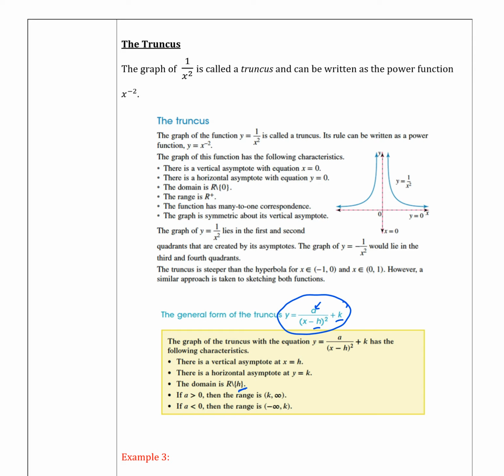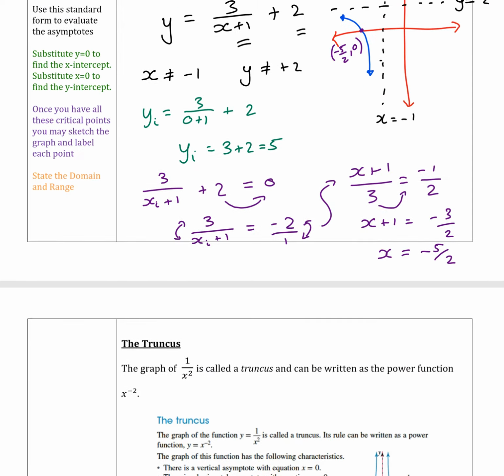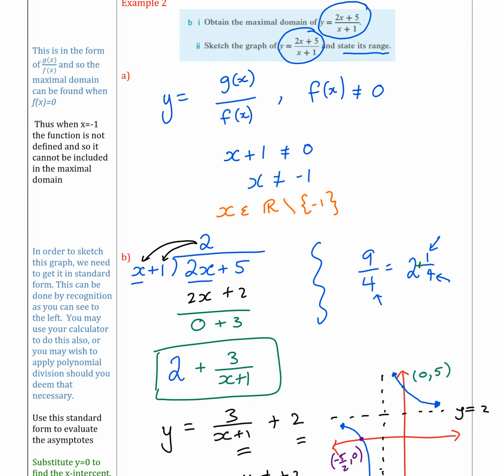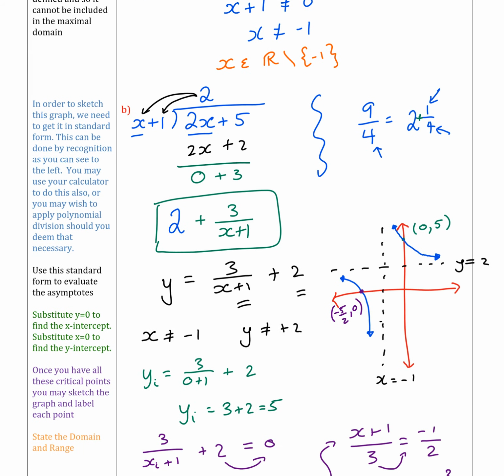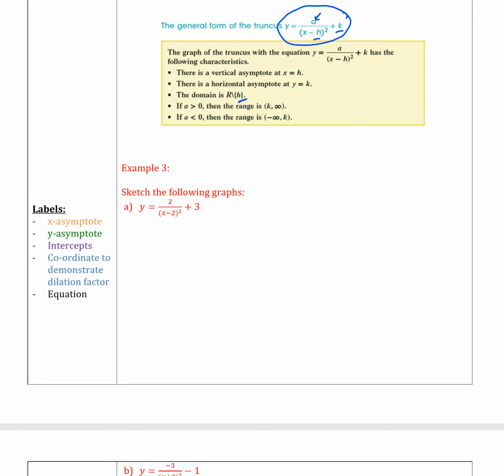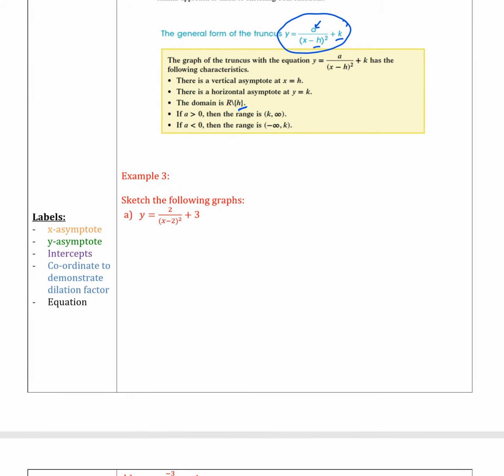As we're talking about range, I've just realized that I didn't appropriately answer this question. Back here it said to sketch the graph and state its range. Looking at it here, the range is reals but not 2. Apologies for that one. So let's look at how we sketch the truncus.